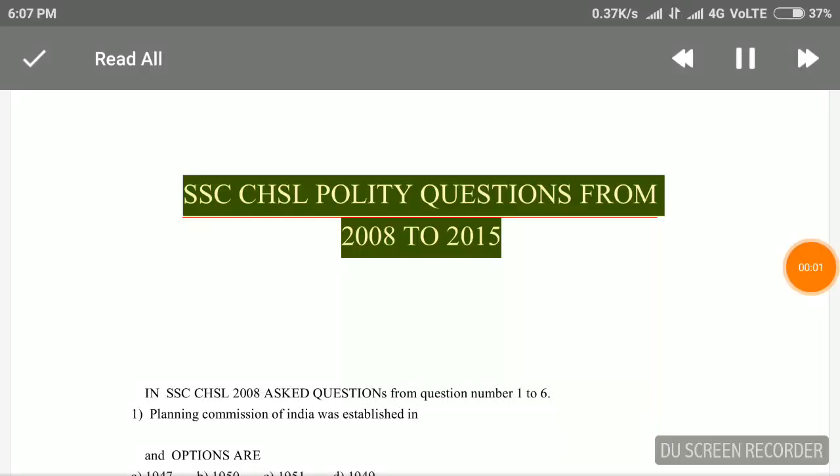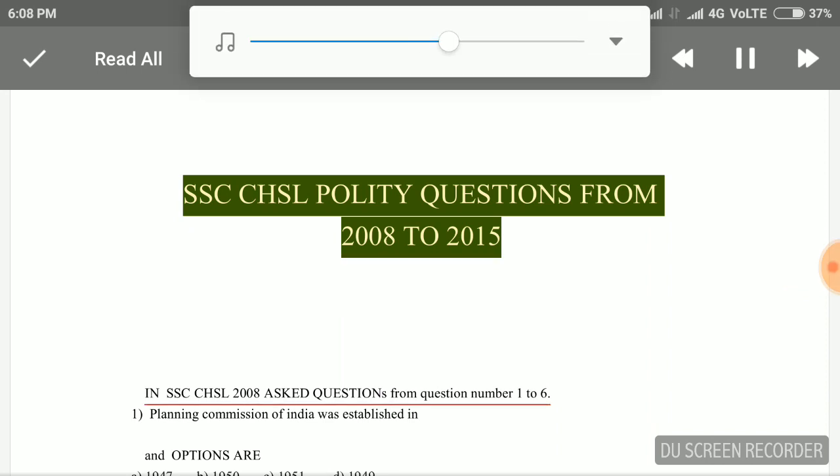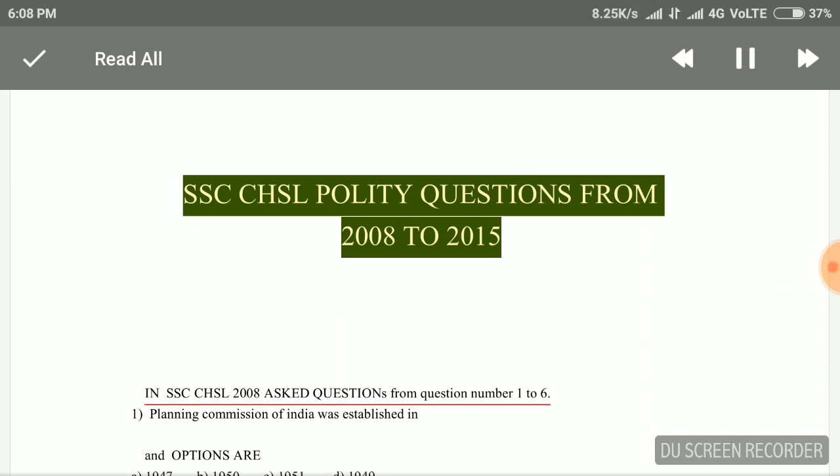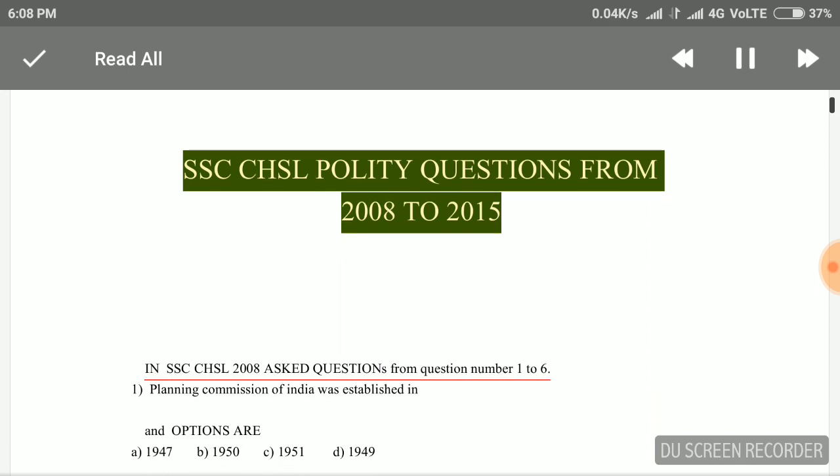SSC CHSL Polity questions from 2008 to 2015. In SSC CHSL 2008, questions from question number 1 to 6 were asked.